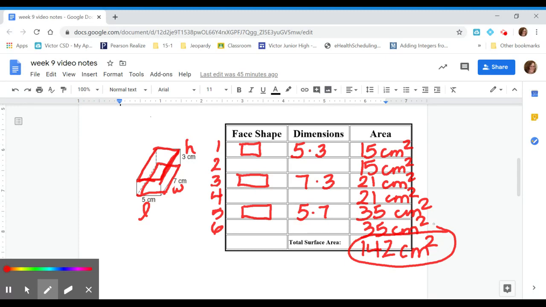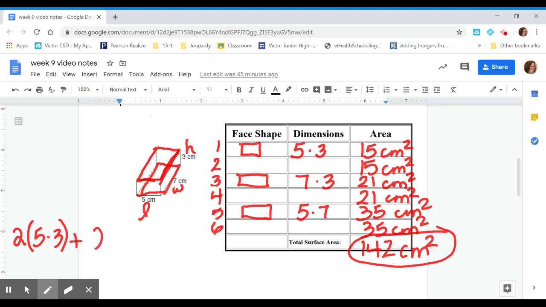Now again, you could use the formula. Notice we had 5 times 3, so that one used the length and the height. We did 2 sides that were 5 times 3, and then we had 2 faces that were 7 times 3, and 2 faces that were 5 by 7. So that would be perfectly acceptable. Just remember to do all of the multiplication and then add it up, because that's what we did on our table. We multiplied to get each individual area, and then we added them all together afterwards.